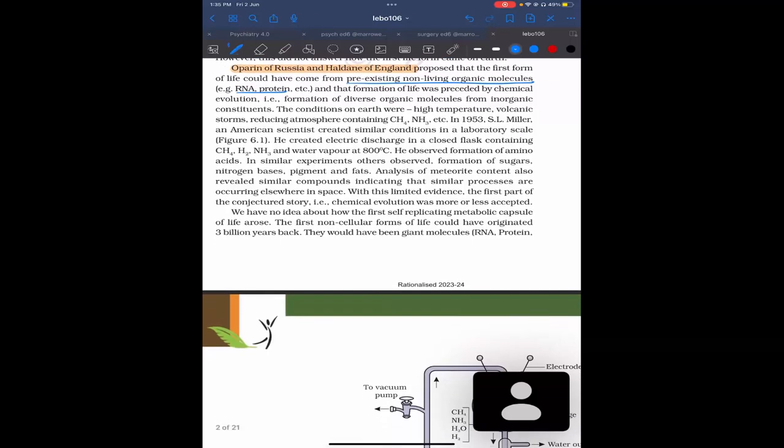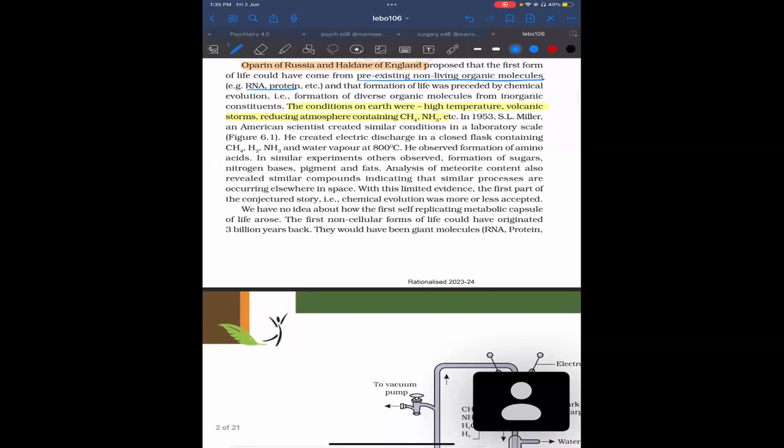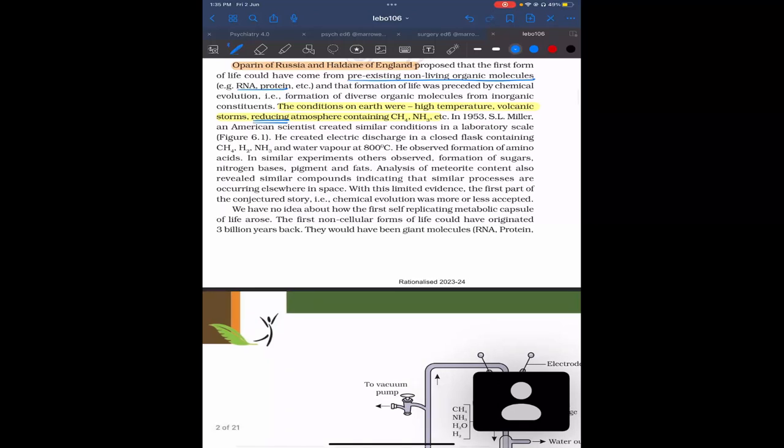So the most important line here is this. The conditions on Earth were high temperature, volcanic storms, reducing atmosphere and the methane, ammonia. So here, in the NTA mock test, they asked about the specific word here, reducing. It is not oxidizing or any other word here. It should be reducing, and the molecules are methane and ammonia.